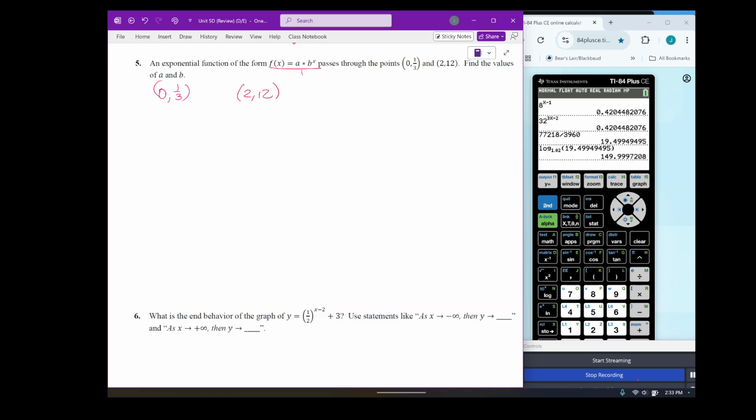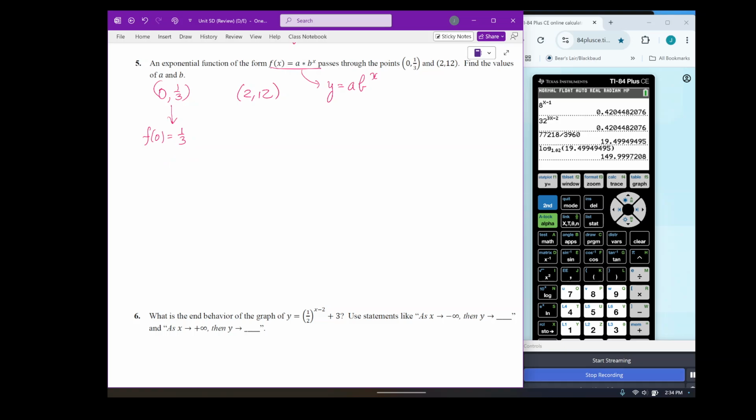And I'll write this, you can write it as f of x, but I tend to just do y equals for these problems. And so now let's just plug in the (0, 1/3). Or you could think of it as f of 0 equals 1/3, right? So if we plug in 0 for x and 1/3 for y, then we get 1/3 equals ab to the 0, right?